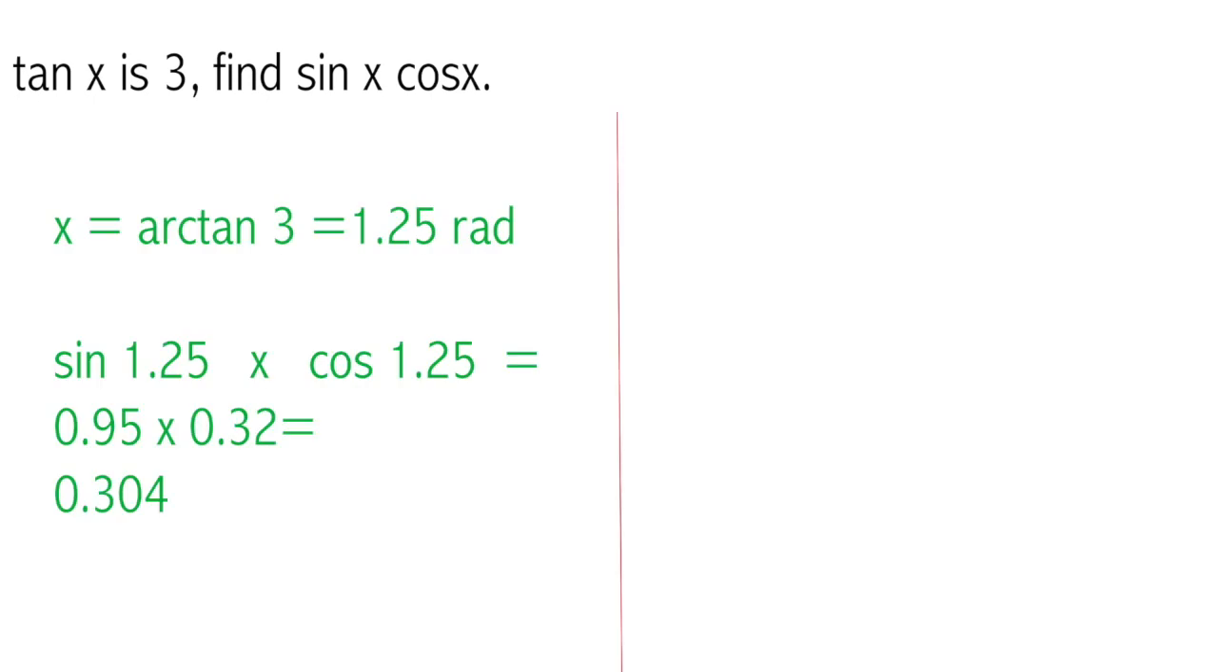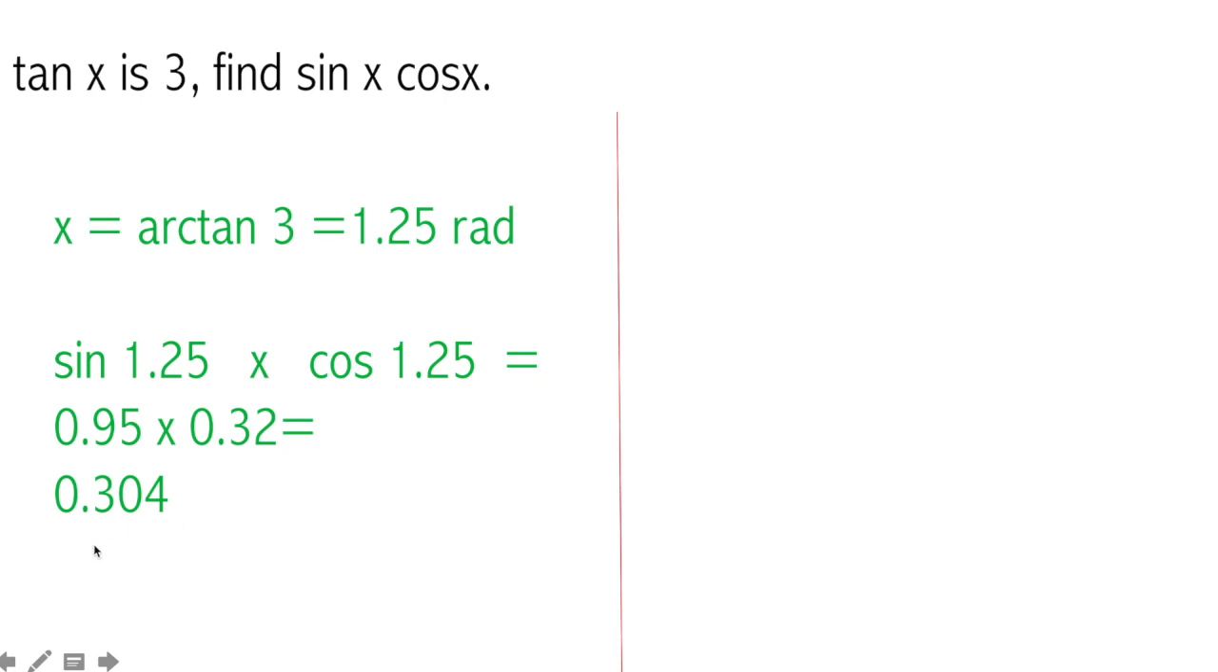Now this is another kind of question that's fairly common. So tan x is 3, find sine x cos x. There are two ways to do it. The first is to find arctan x in your calculator. That's approximately 1.25 radians, and then you just do sine 1.25 into cos 1.25 and you'll get the answer.